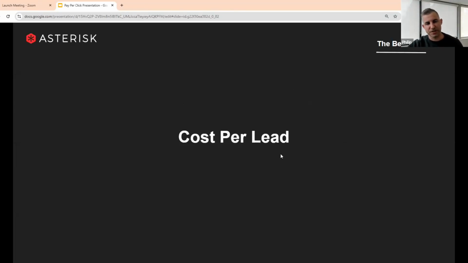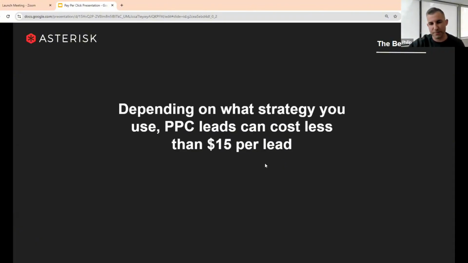And then cost per lead. So this is a question we get a lot: what's the cost per lead, right? A lot of people are interested, and it makes sense, right? It can be as low as $15 in certain areas. That's more buyer, and I actually get into specifically the cost per lead.